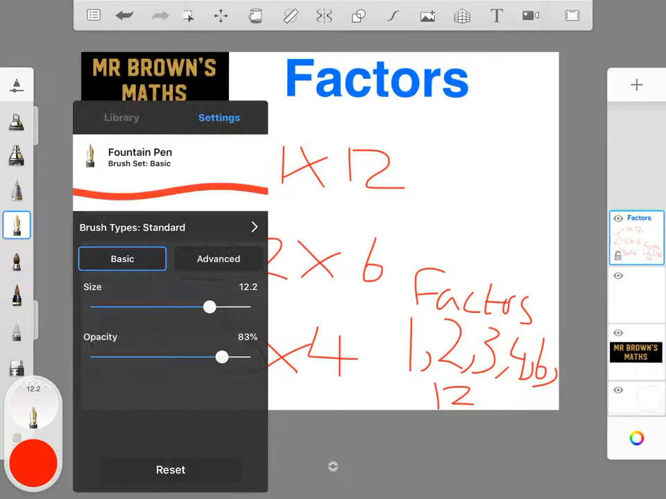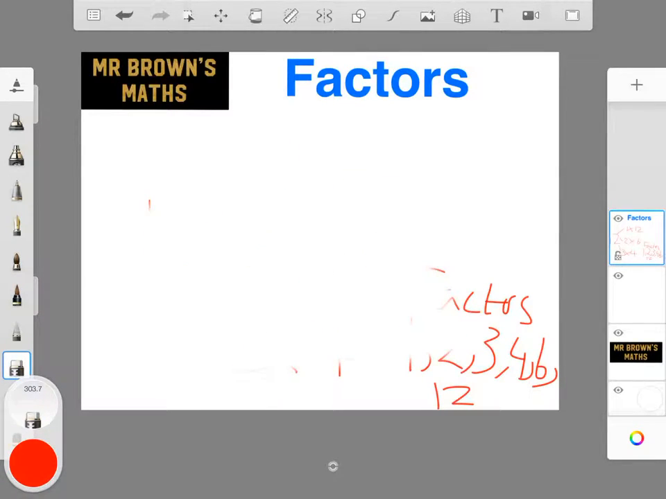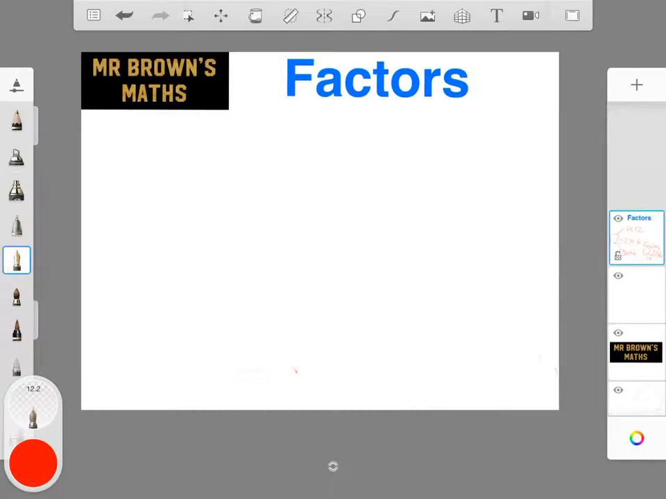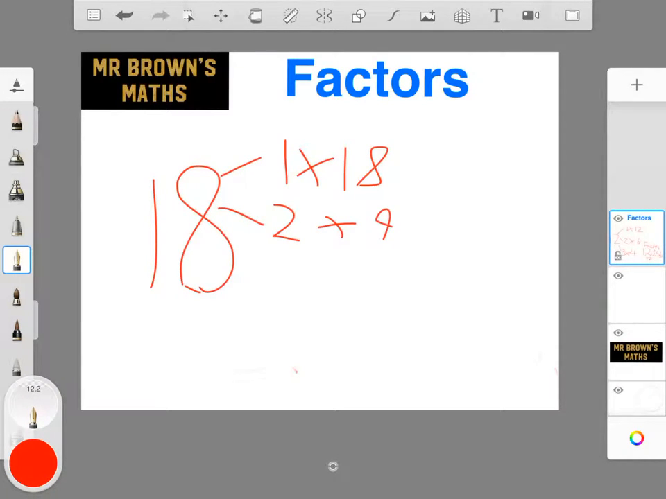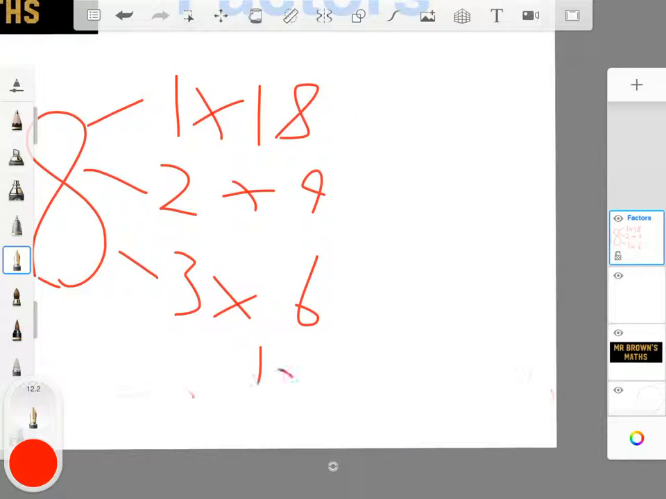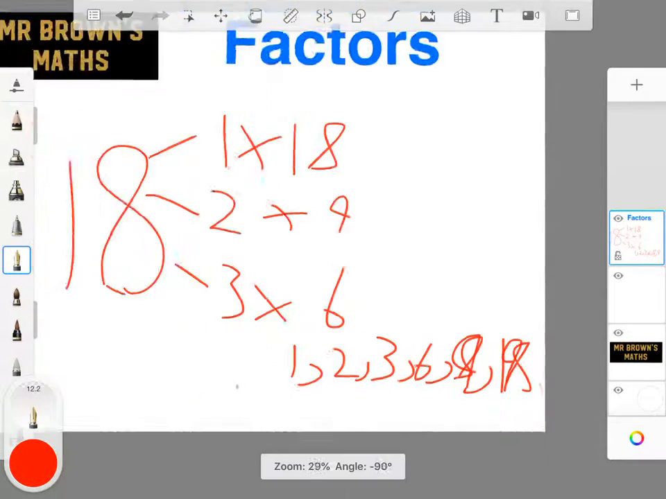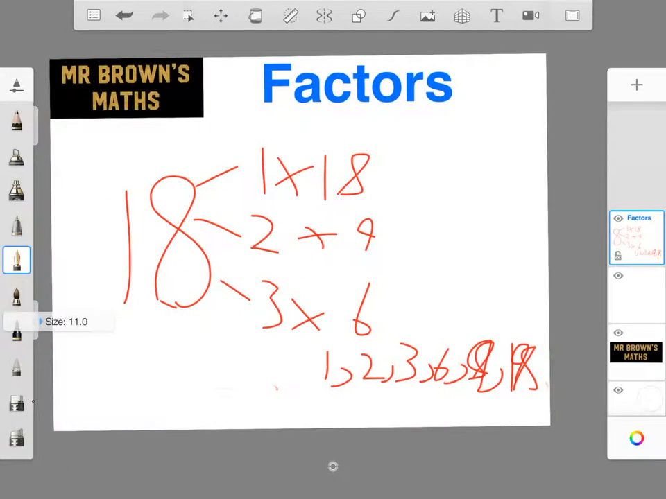Okay, so let's do one more example. Let's find the factors of 18 this time. Obviously our first one is 1 times 18, then 2 times 9, then we can do 3 times 6. Can 4 be times to make 18? No, it can't. Can 5? Can 6? Can 7? Can 8? No. So our factors are 1, 2, 3, 6, 9 and 18. They're the factors of 18.